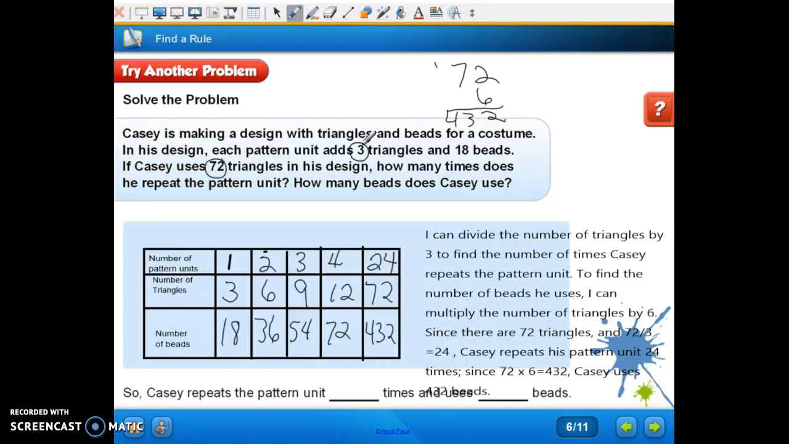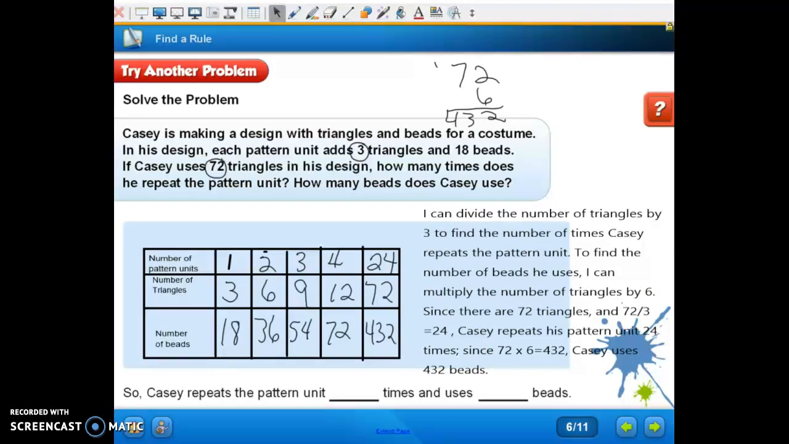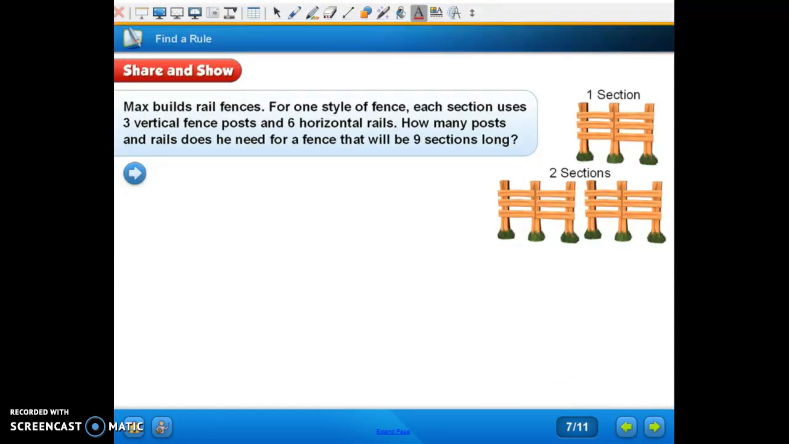Casey uses 432. So Casey's pattern repeats 24 times and uses 432 beads. Okay, now we're on the Sharon Show on page 393.